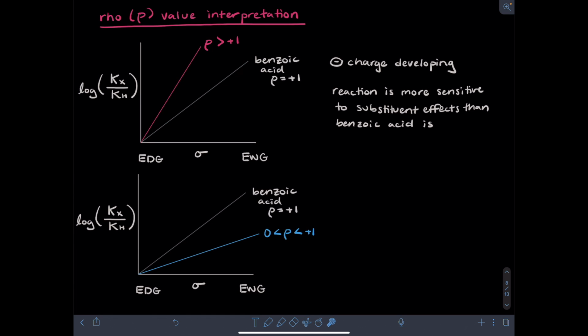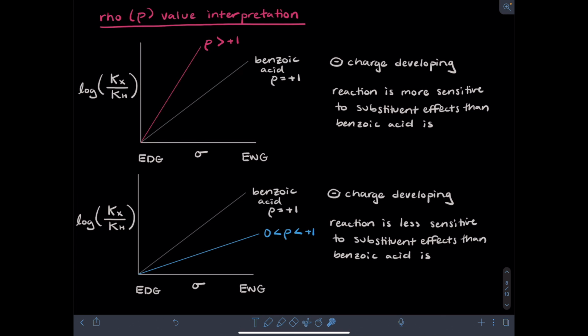Another scenario is, what if your reaction of interest has a rho slope value between 0 and +1? This will occur if your reaction is still building up negative charge close to the aromatic ring, but because your slope is less than that for benzoic acid, that means that your reaction of interest is less sensitive to substituent effects than benzoic acid is itself. Changing the substituent has a smaller effect on the equilibrium constant in this case.